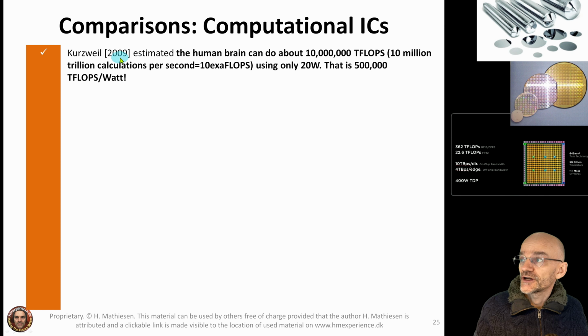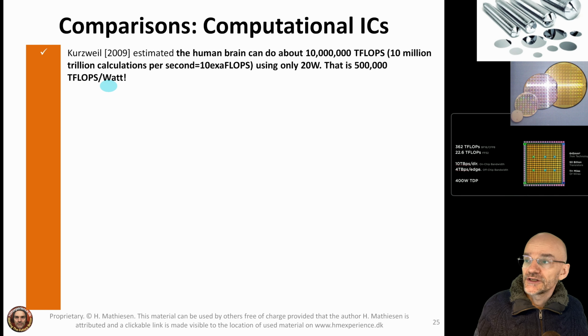Anyway, in 2009, he made a very interesting presentation, and he estimated that a human brain can do 10 million teraflops. That is 10 million trillion calculations per second, or 10 exaflops, as it's also called. And that's using only 20 watts. That's really what is super impressive here. That's 500,000 teraflops per watt. That's a massive, massive number of calculations.